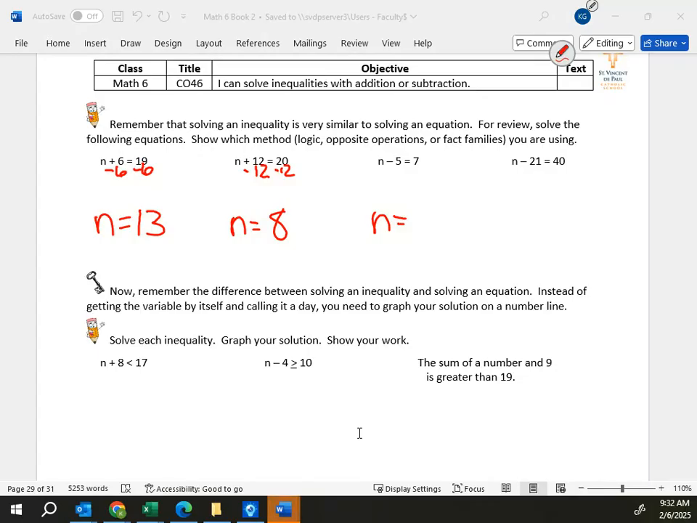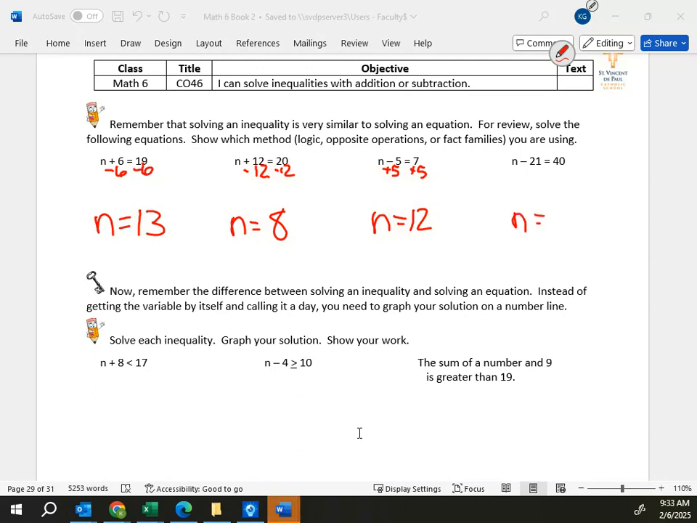Next one, what does n equal? Lexi, 12. How did you get 12, Lexi? I added 5 to 7. Yeah, if we're doing those opposite operations, if we're subtracting 5, we want to add 5 to both sides to get n by itself. 7 plus 5 is 12.